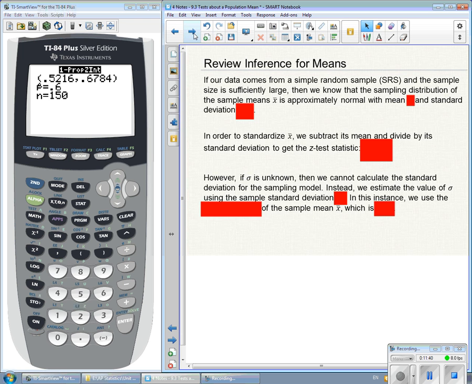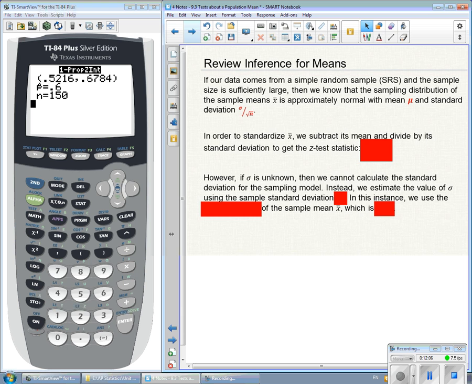Okay. If our data comes from a simple random sample, which it should if we're going to do any kind of inference, and the sample size is sufficiently large, then we know the sampling distribution of sample means, x bar, is going to be approximately normal, and it's going to have a mean of mu, and a standard deviation of sigma, which is the population standard deviation, divided by the square root of our sample size, n.